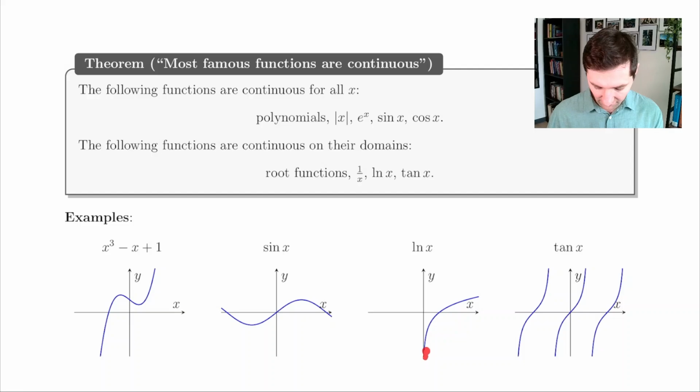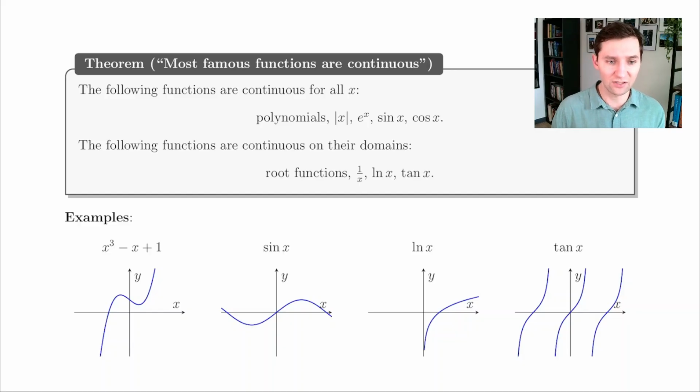Natural log of x is not defined for negative x's or 0, but for x's where it is defined, which is for x bigger than 0, this function is continuous. The function tangent of x is not defined for multiples of pi over 2. But for any other x, this function is defined and continuous.